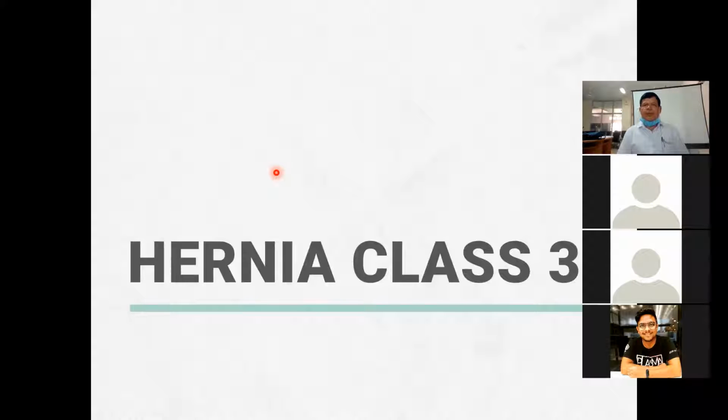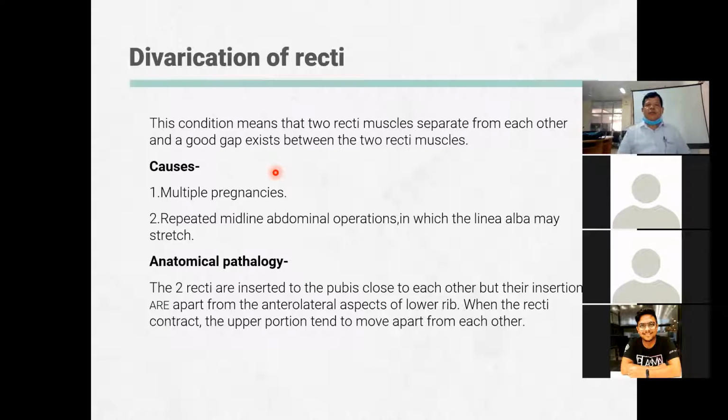So I have already taken your two classes on hernia, and today we'll discuss the remaining part and finish the hernia chapter. Today we'll discuss another hernia-like condition of the abdominal wall, that is divarication of recti.